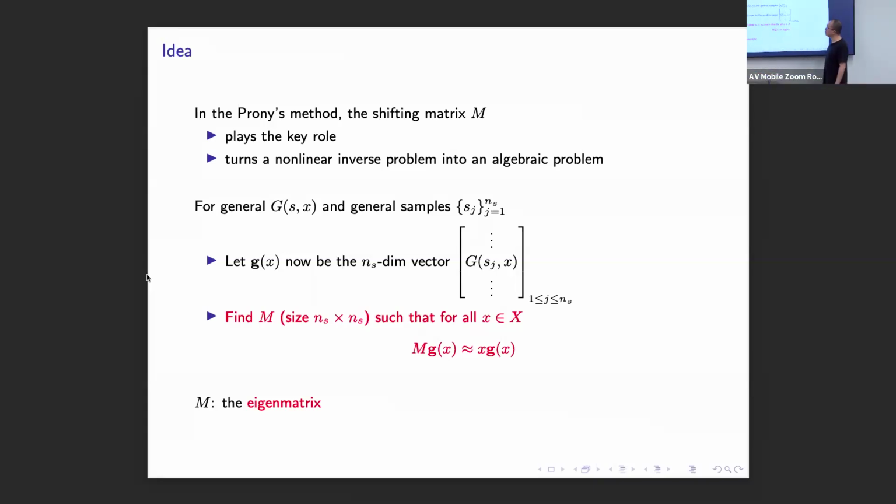Now, the problem is to try to find a matrix M, which is of size Ns by Ns, such that for all the parameters in my parameter space, this relationship is true. So M, you will see, will also serve roughly as a matrix such that I have g_x as my eigenvector and x as my eigenvalue. Okay? And I call this matrix M the eigenmatrix.